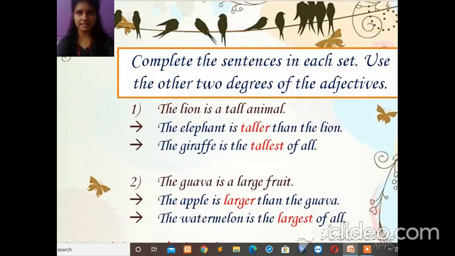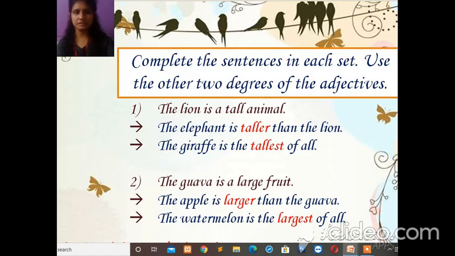Next exercise is fair exercise. Complete the sentences in each set. Use the other two degrees of the adjectives. The question is given in one degree, meaning positive degree. We have to convert it into comparative degree and superlative degree. Question 1 is, the lion is a tall animal.